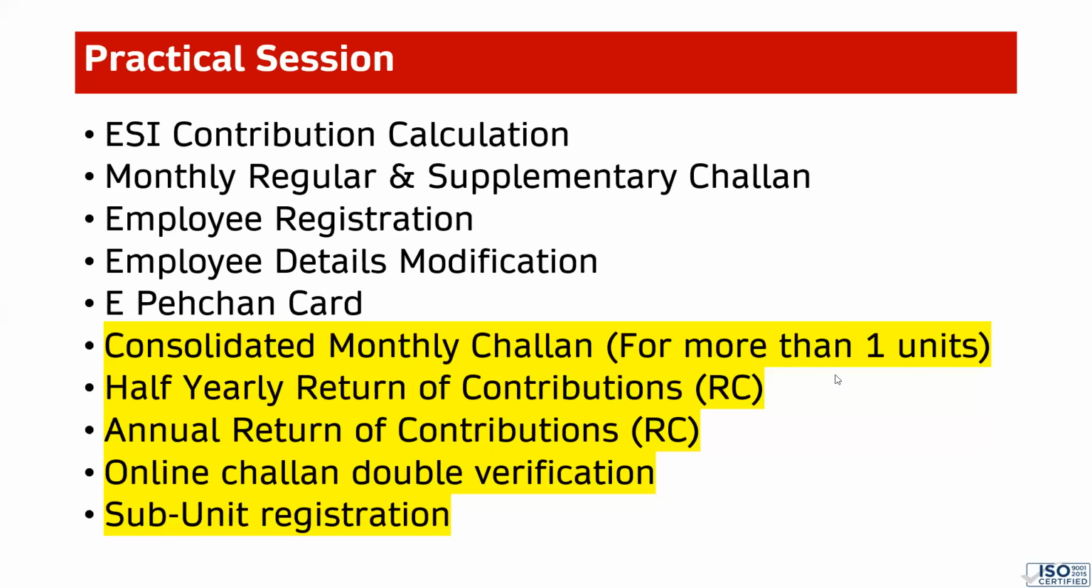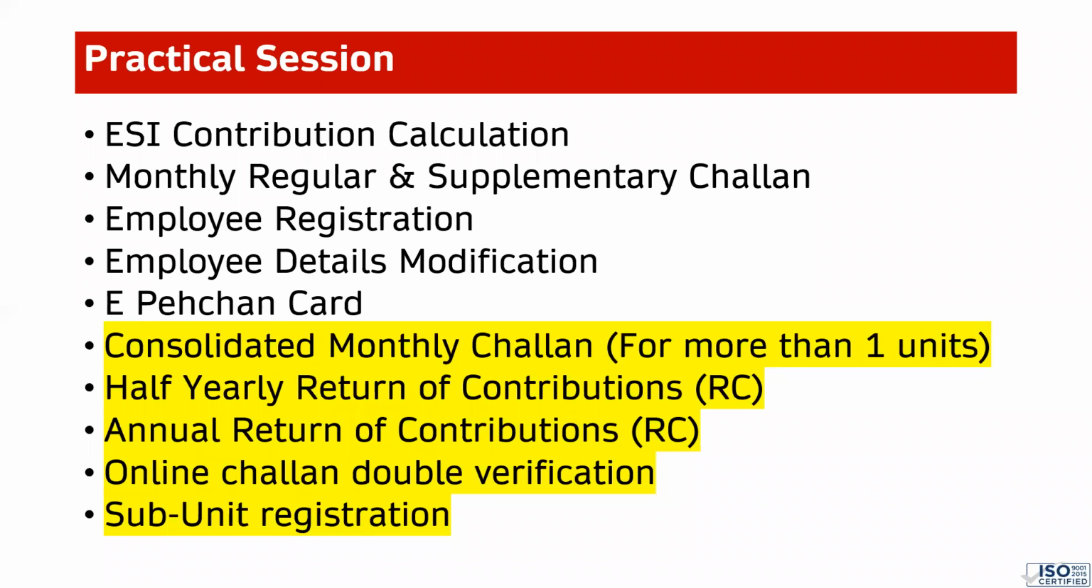more than one unit. In that case, how to file a consolidated monthly challan from your main branch office for all those multiple branches. Then how to file the half yearly returns and annual returns, that we also know as the return of contributions. Then online challan double verification, in case you lose your challan, how to download the duplicate of that challan. And then in the end, we learn how to register a subunit in case your company opens a new branch and that branch is open in an ESIC implemented area.